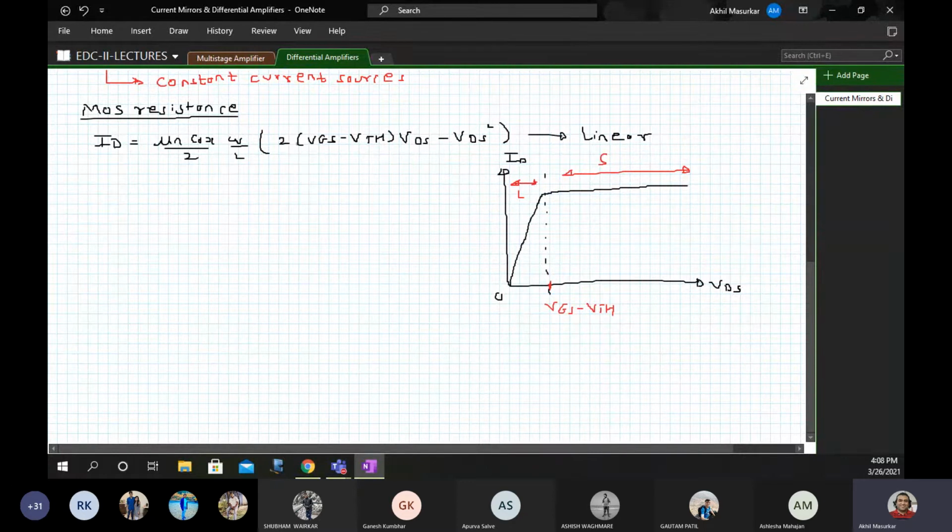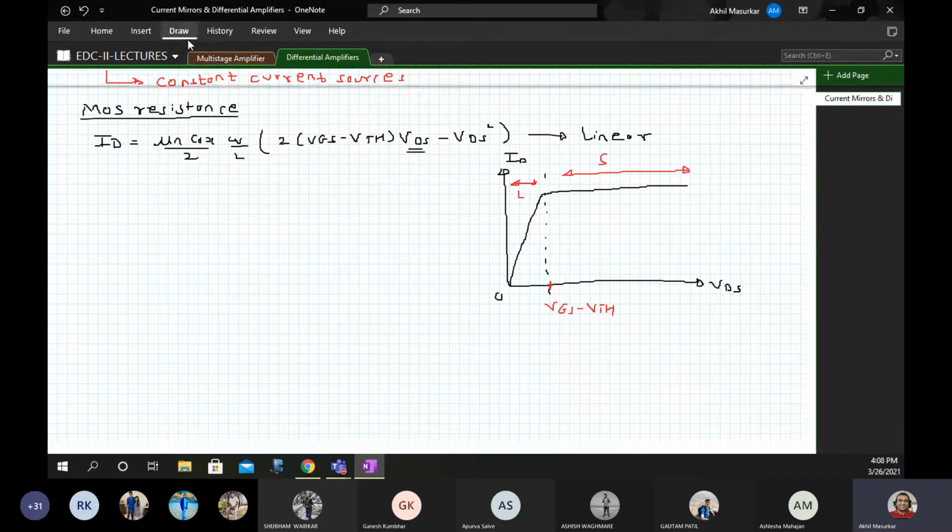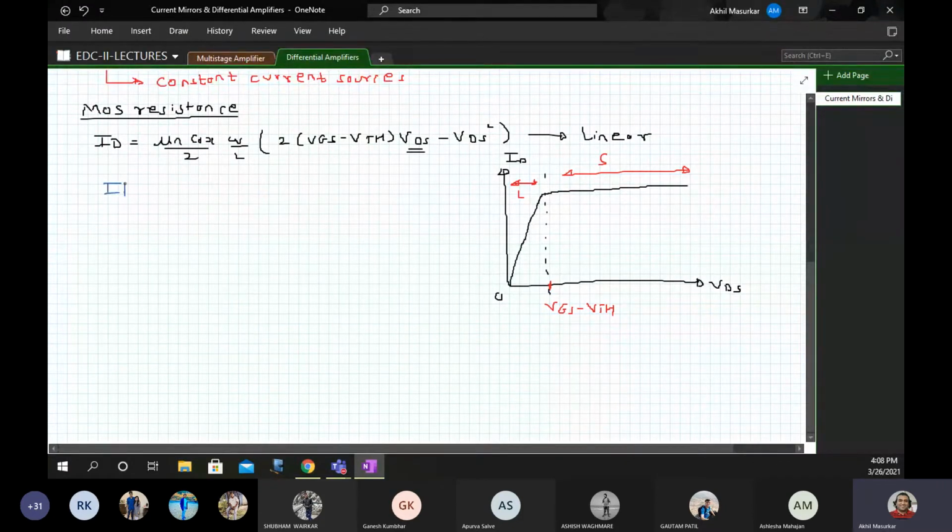So in the linear region, you can observe this condition: if 2 times (VGS minus VTH) is very very large as compared to VDS, or we can write if VDS is very very small as compared to twice of (VGS minus VTH), then the square term, that is the square of VDS, can be neglected.